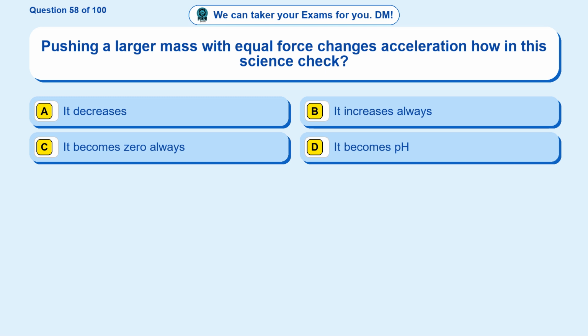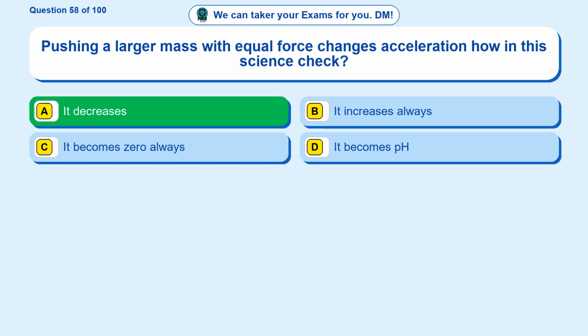Question 58. Pushing a larger mass with equal force changes acceleration how in this science check? Option A. It decreases. Option B. It increases always. Option C. It becomes zero always. Option D. It becomes pH. The correct answer is option A.